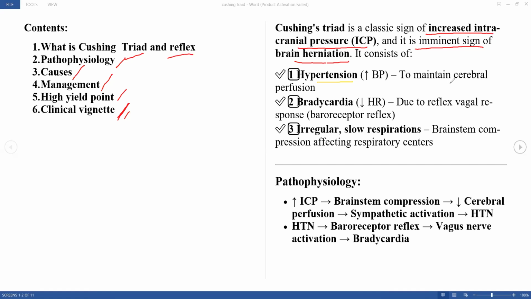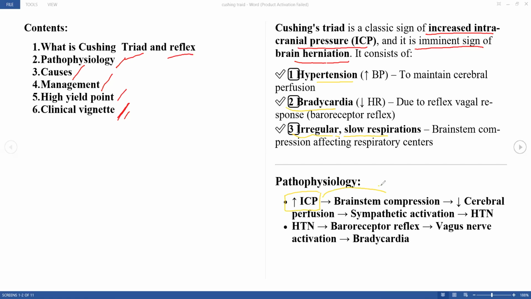hypertension, bradycardia, and irregular slow respiration, right? So, the pathophysiology of Cushing triad. What is increased intracranial pressure?